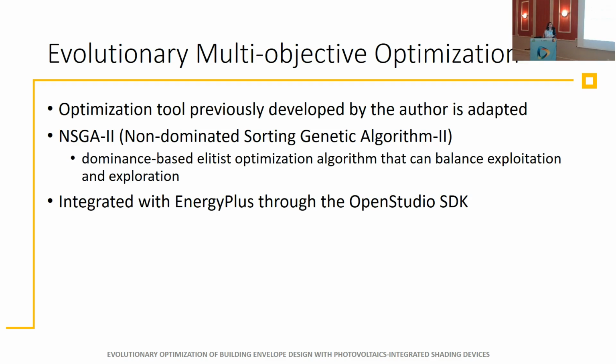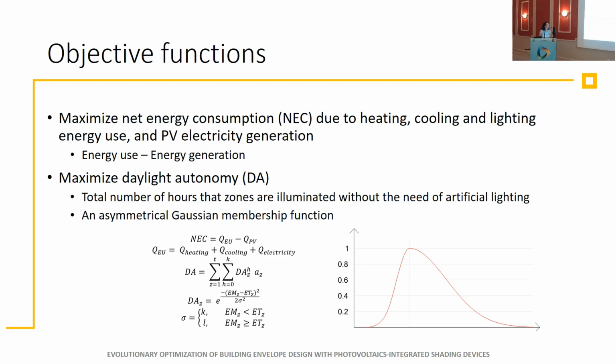And to calculate the objective functions, we use EnergyPlus. The tool is integrated with EnergyPlus through the OpenStudio SDK. EnergyPlus is the main energy simulation engine, and OpenStudio SDK allows us to build energy models. The objective functions are the minimization of net energy consumption due to heating, cooling, lighting energy use, and photovoltaics electricity generation, and the maximization of daylight autonomy.